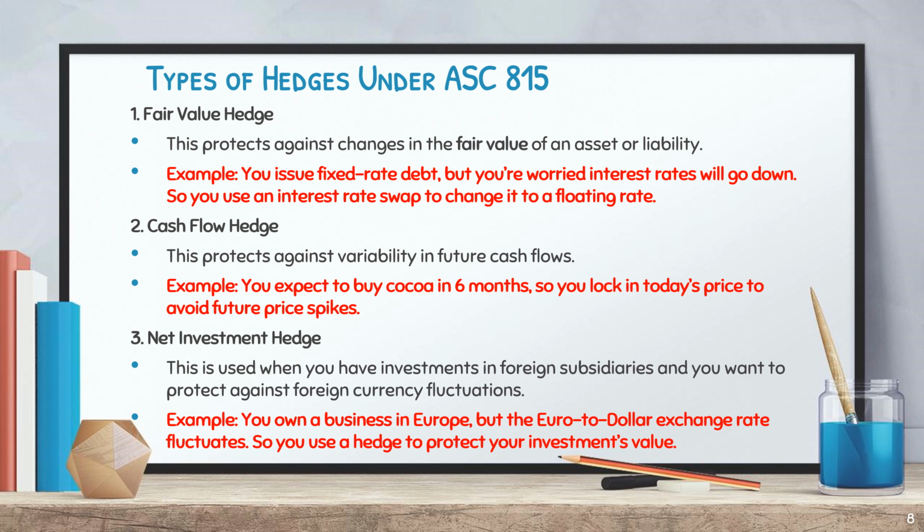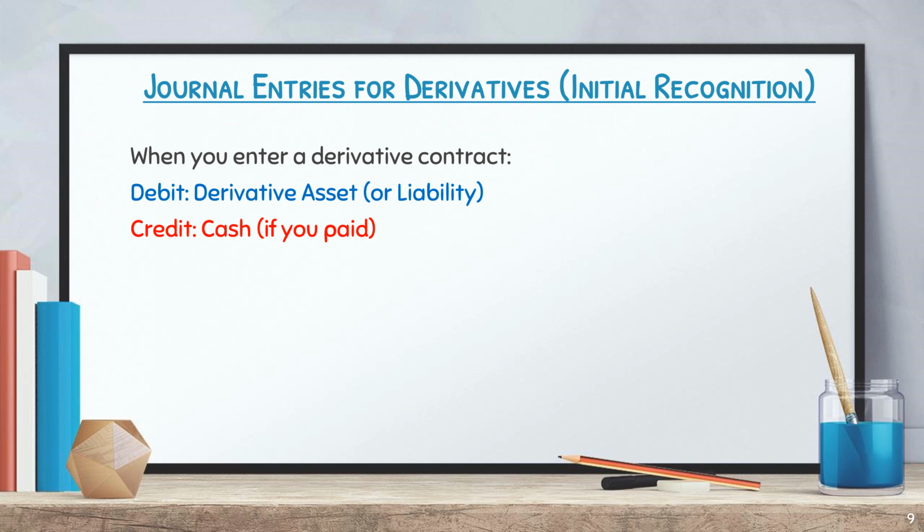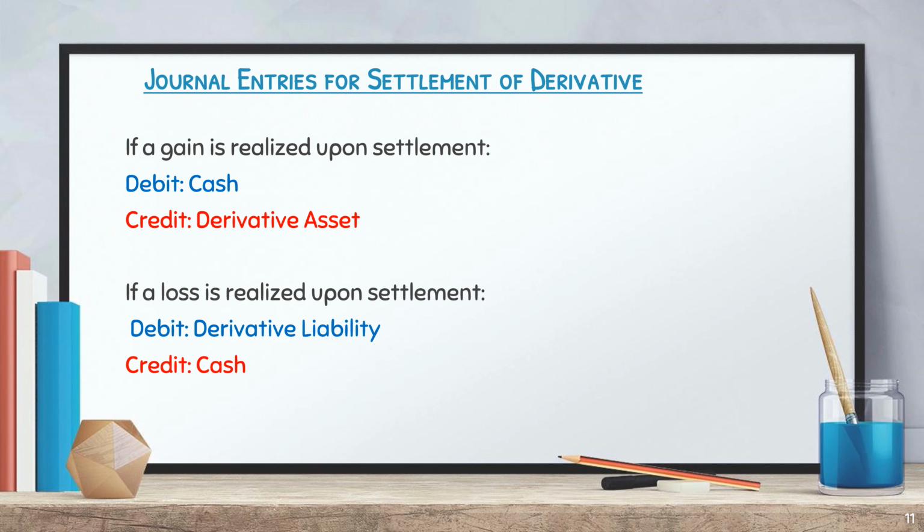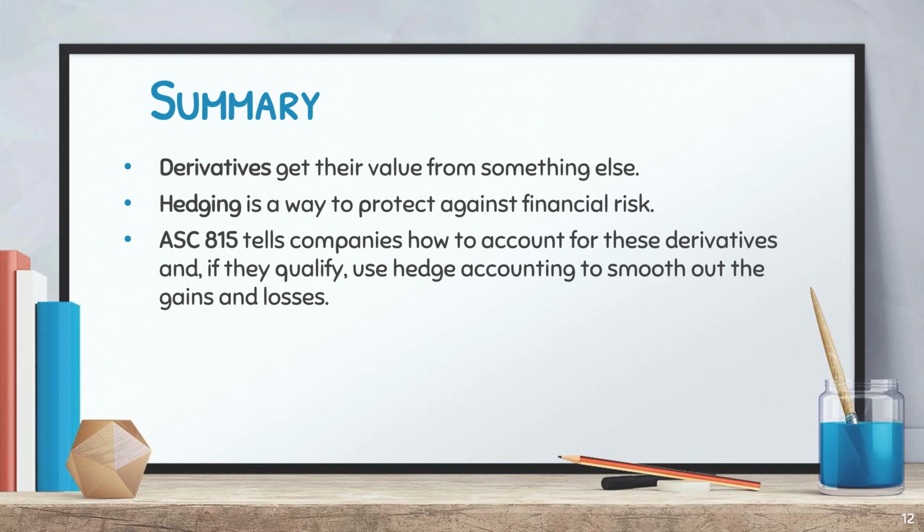Alright, here's a super simplified version of how the journal entries work. Here is the journal entry when you enter a derivative contract. Here is the journal entry when the derivative gains or loses value. When the derivative is settled, the asset or liability is removed, and cash is recorded. Here is the journal entry when you realize a gain or loss upon settlement.